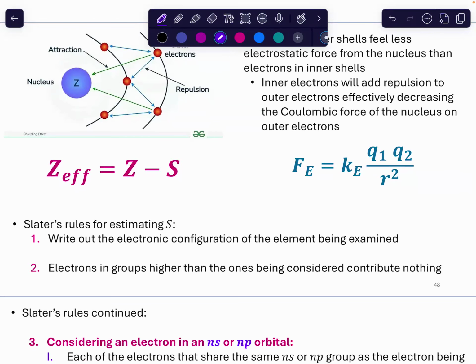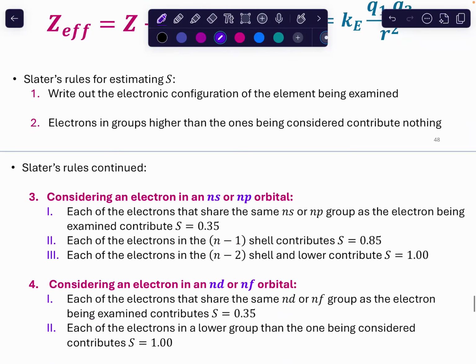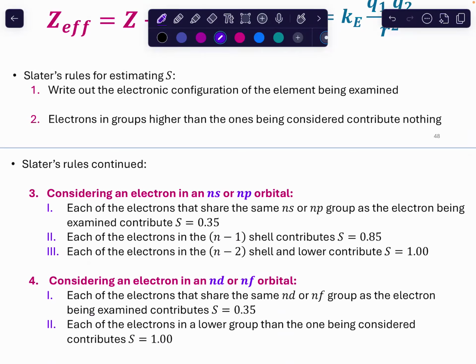And so what we can do is we have our effective nuclear charge is going to be the atomic number minus your shielding constant. And there are rules, Slater's rules, for estimating the shielding constant. So for example, you're going to write out the electronic configuration of the element being examined.